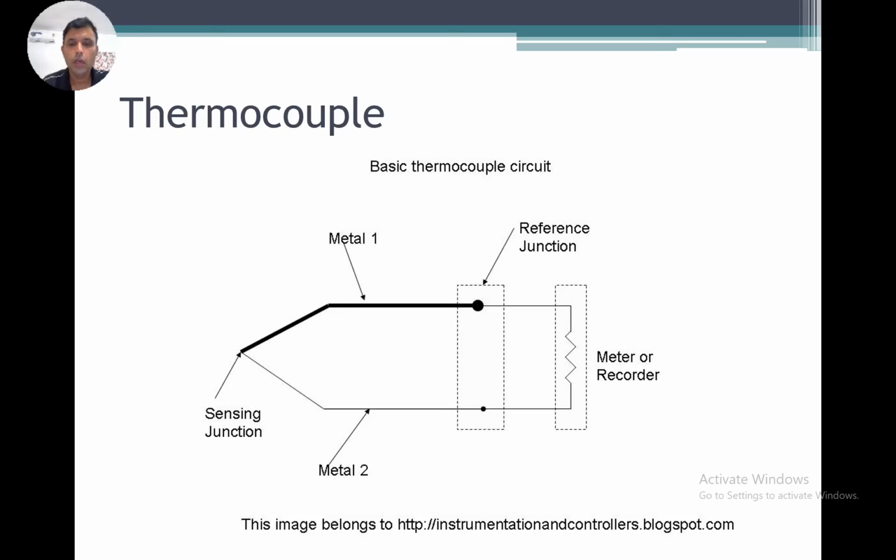So we know the main advantage of this thermocouple: it is a very simple detector. The working principle is very simple, and the construction is also very simple. So this is the main advantage of this thermocouple as a detector. But it may take some response time to produce a proper signal. That is the main disadvantage of this thermocouple.